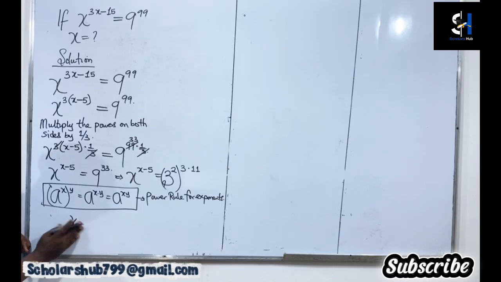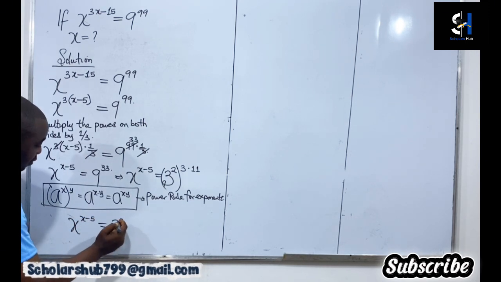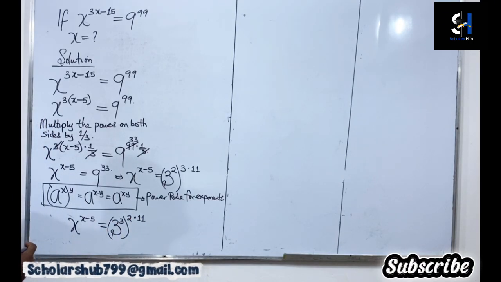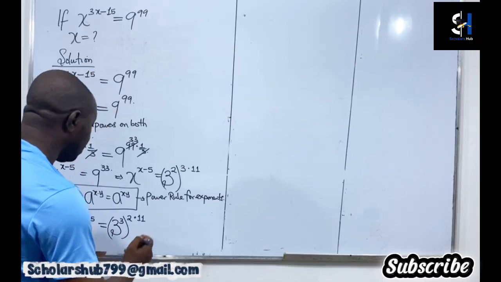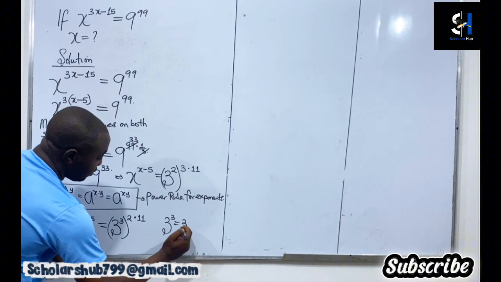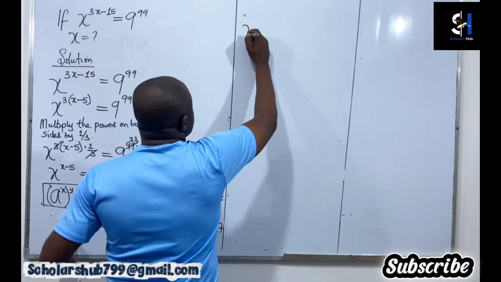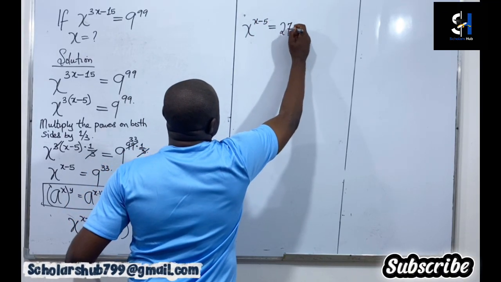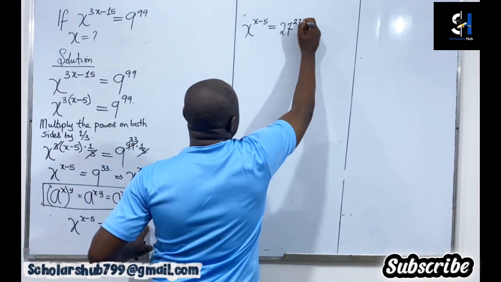So this will be x raised to the power of x minus 5 equals 3 raised to the power of 3, raised to the 2 times 11. Now we know that 3 raised to the power of 3 is 3 times 3 times 3, which is 27. So the equation now becomes x raised to the x minus 5 equals 27 raised to the, now 2 times 11, that will be 22.